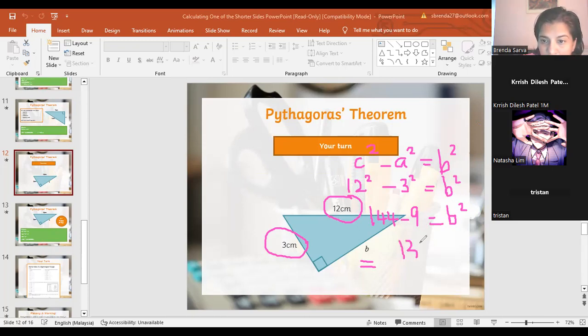So what is the square root of 135 to 1 decimal place? What is your answer, guys? 11.6. Okay, possible, 11.6. Well done. So, clear? Do you understand now how to find the other side, whether it's A or B?